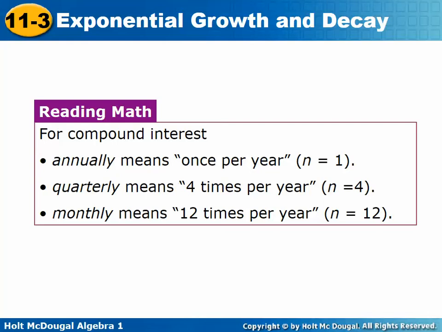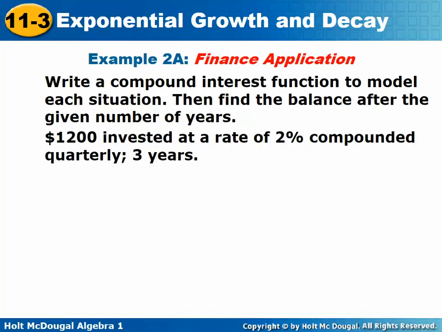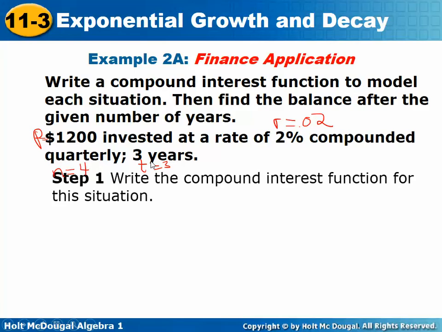So annually is once a year, quarterly is 4 times a year, of course monthly is 12 times a year. All right, so let's look at this one. We have the 12,000 invested, so that's your original amount. That will be P in our formula. Here's the rate, so the R is going to be 0.02. It's compounded quarterly. Compounded quarterly means 4 times a year. And then this will be our second part. First, we're going to write the equation, and then when we're done, T equals 3 is what we'll substitute in, just like in the last one.